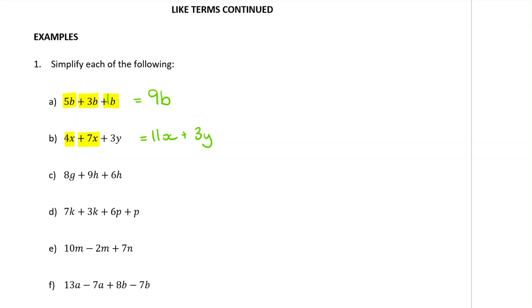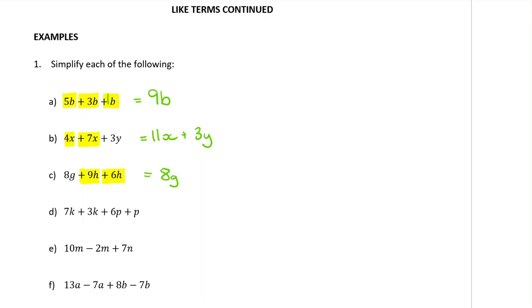Part C. 8g plus 9h plus 6h. Okay, so I'm going to highlight the h ones because they're the same. And you notice that I always highlight the symbol in front because it tells me whether to add or subtract. So because the 8g is different and it's first, I'm going to write it down first. It doesn't matter. You can do the order differently and still get the answer correct, but this is just the way that I like to do it.